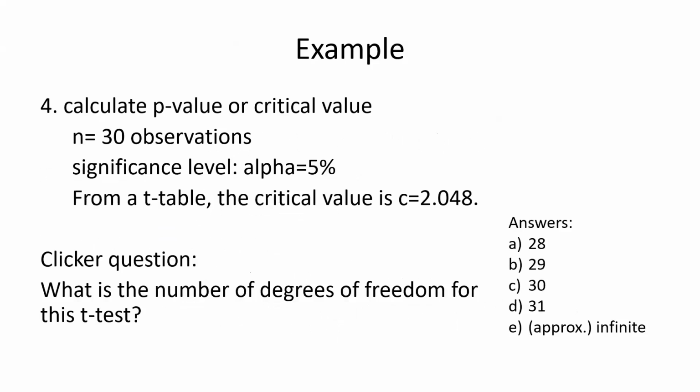Okay, that leads me to a question. The fourth step is to calculate the p-value or critical value. We have 30 observations. We assume a significance level of 5%. And from a t-table, there are these tables that one can print out, the critical value is 2.048. But what is the degree of freedom that corresponds to that? You see 5 possible answers. And I will leave you to answer this question and move on.